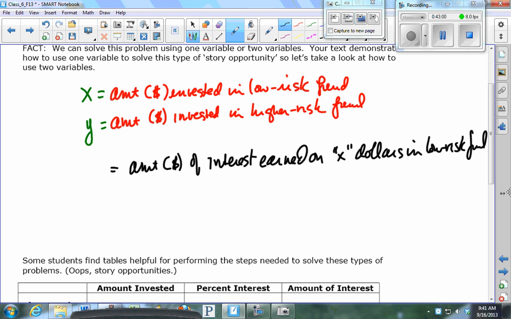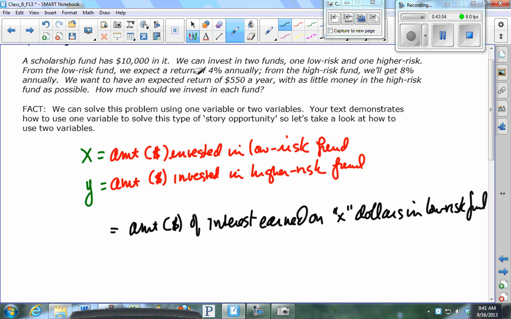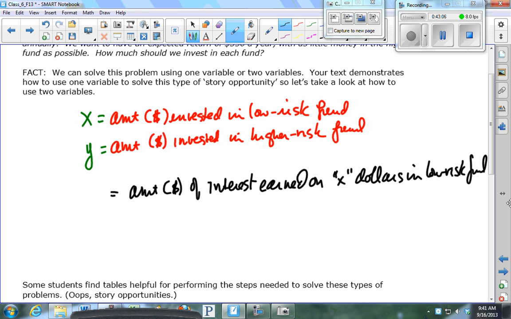So how much interest did I earn on X dollars in my low risk fund? 4% of X dollars. So I write that as 0.04x. That represents the interest. What's the mistake students make? They put things like 0.04. That has no meaning. It's just a number, 4/100ths or 4 cents. It means nothing. So you've got to multiply that by something, and you're multiplying it by the amount you put in the low risk fund.